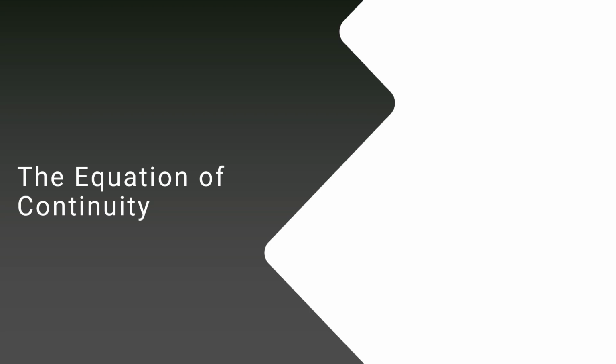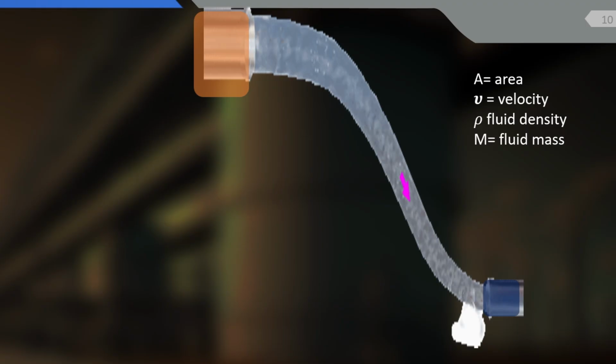The equation of continuity. Let's consider a fluid flowing in a non-uniform pipe. In this case, the fluid is flowing through a pipe whose size is not constant, meaning the diameter or cross-sectional area of the pipe changes along its length. As we mentioned previously, in a steady-state flow, the fluid's velocity at different points does not change over time.